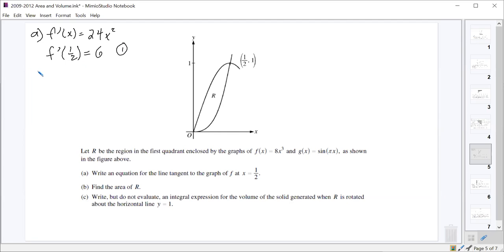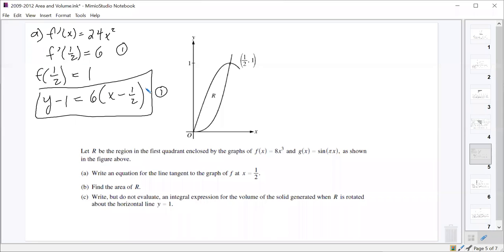And then you needed the point. So we needed to find what f of 1/2 was. And what was f of 1/2? That'd be 8 times 1/2 cubed, right? Which is an 8 times 1/8, should be 1. So the equation of the line should be y minus 1 equals 6 times x minus a half. And that was also worth a point. Everybody good with that? Yep. Okay. Part A there was just worth 2 points.